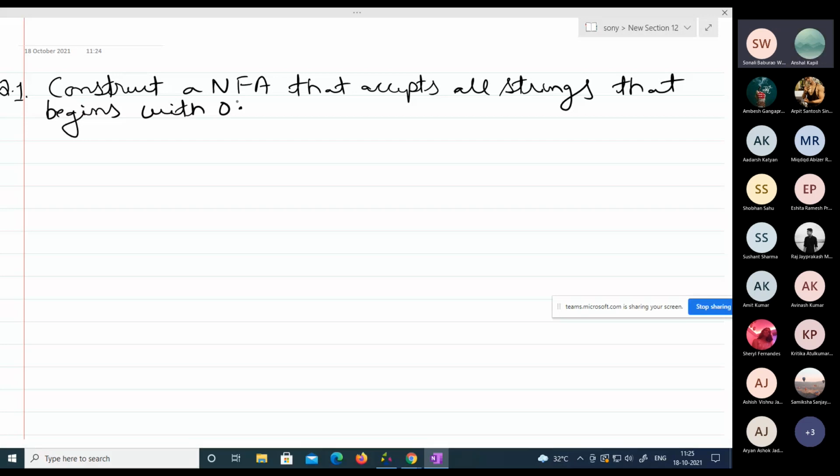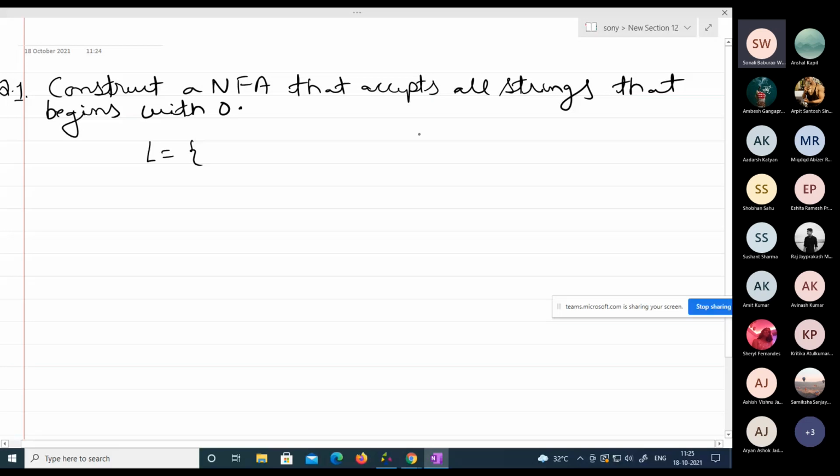Over which alphabet? It's not given. So we can use 0, and what else? We have to use 1 also. Whatever the question is, you should always use both 0 and 1 if it is not given to us. So let us just write down the language.